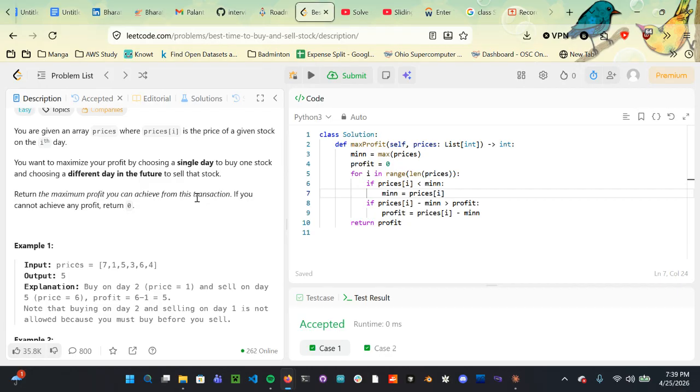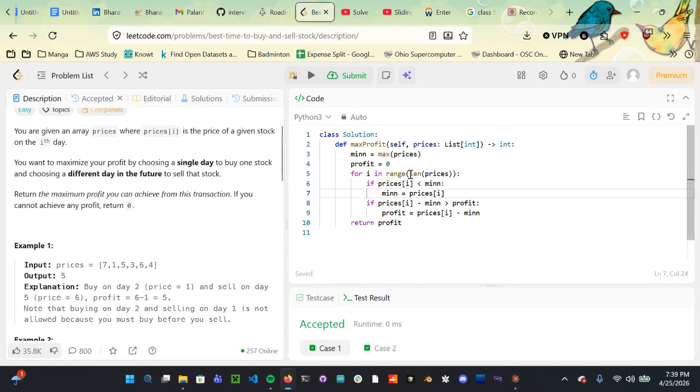And so we have our min, which I just set to the max value of the prices, and then I set my profit to 0. So then I iterate through the list, and if the specific value is less than the current minimum, I just change the minimum, and I compare the profit to the current value minus the minimum. So 5 minus 1, that's 4. Okay, so that's the new profit. It starts at 0.